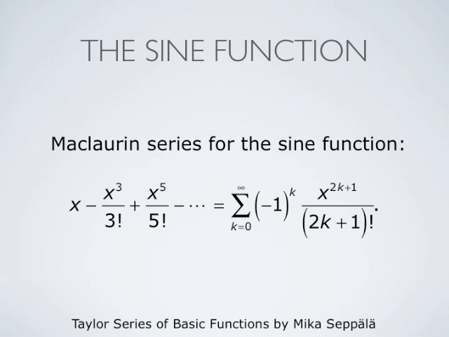And this means that the Maclaurin series for the sine function, that is the Taylor series at the origin, is x minus x cubed over 3 factorial plus x to the fifth over 5 factorial minus and so forth. That is, summation k from 0 to infinity of negative 1 to the power k, x to the power 2k+1 divided by (2k+1)!.